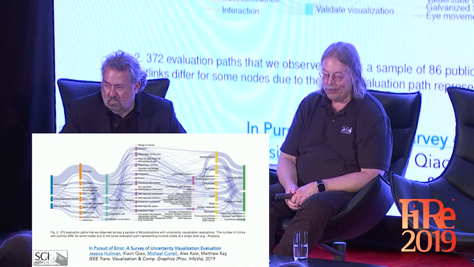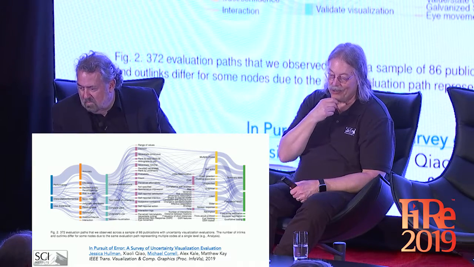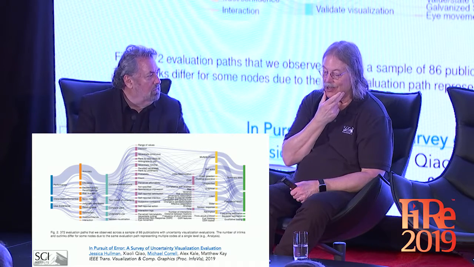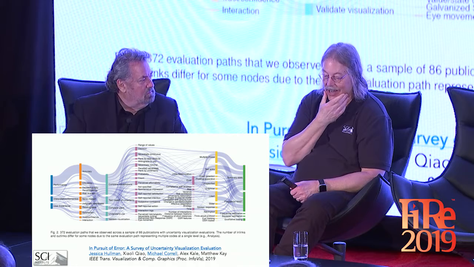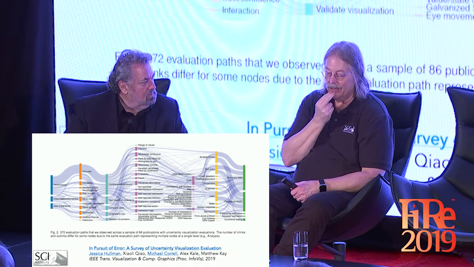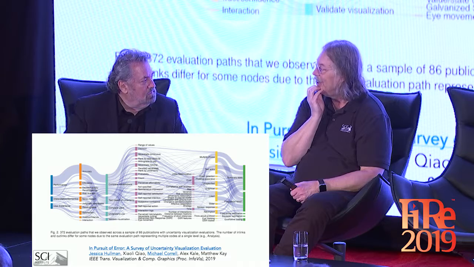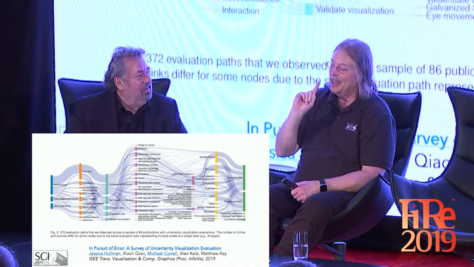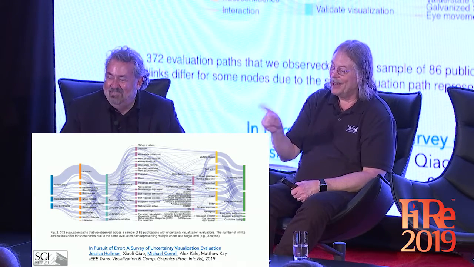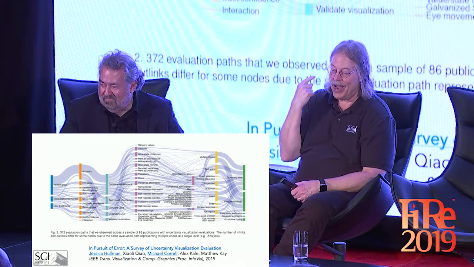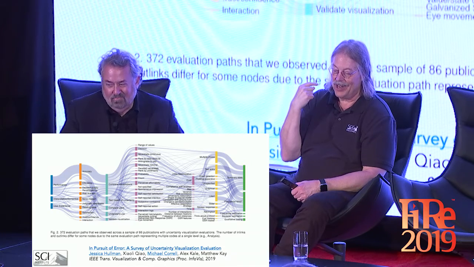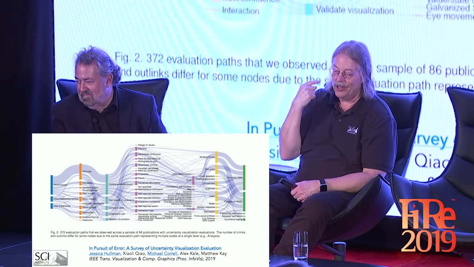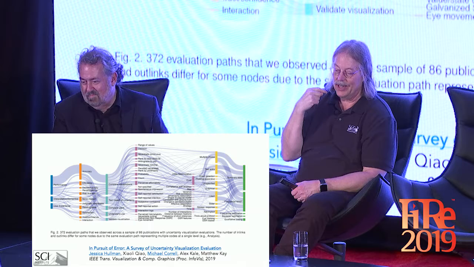This is a paper that was just published by Jessica Hullman, who's at Northeastern University. What she did was she combed 86 recent publications on uncertainty visualization, and she found that there were 372 different ways that people had done the uncertainty visualization. And she decided to make a visualization of the uncertainty, a map. So what you're seeing here is a map of all the different ways from these 86 papers, the 372 different ways that people had encoded and reasoned about uncertainty in their visualization.